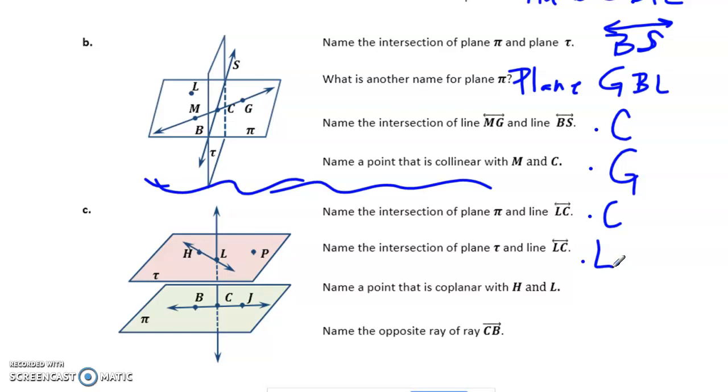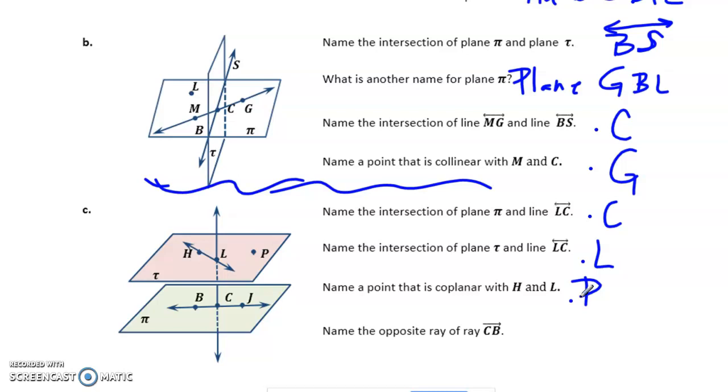Okay. The next one, name a point that is coplanar with H and L. So coplanar, what does coplanar mean, Kara? It's on the same plane. So what did your group say? Point P. Point P, that is correct. Any other points that we can name on that plane? No, there's no others identified.